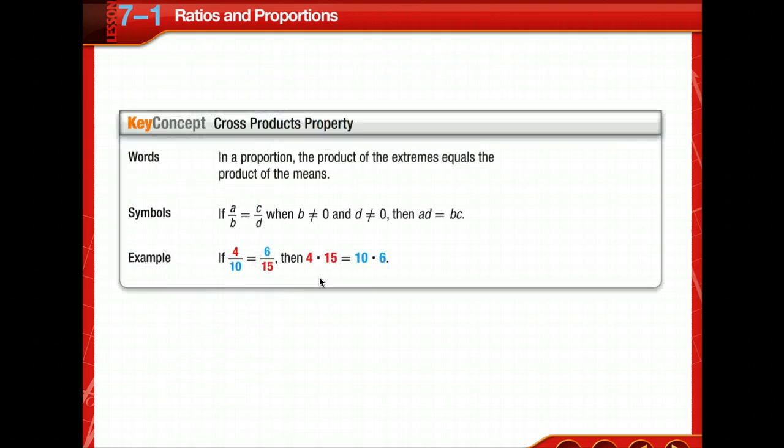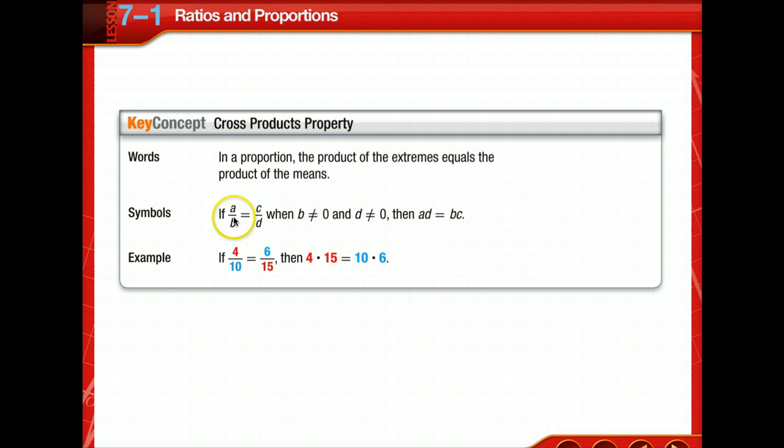An equation stating that two ratios are equal is called a proportion. So A over B is equal to C over D. The numbers A and D are called the extremes of the proportion, and B and C are called the means of the proportion. And in this, of course, we cannot have a 0 in the denominator, so B cannot be equal to 0 and neither can D.